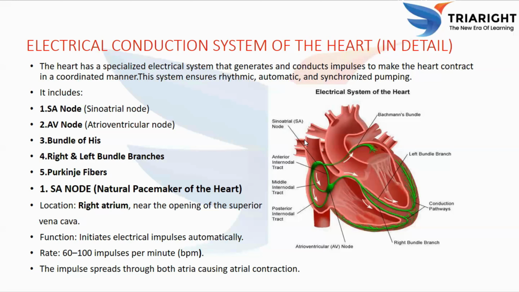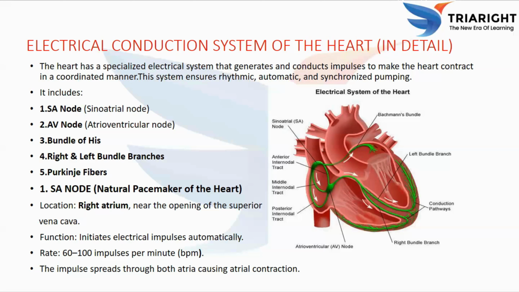So what is the function of this? It is the natural pacemaker of the heart. It produces electrical impulses automatically, that is 60 to 100 times per minute. These impulses make the atria contract, pushing blood into the ventricles.